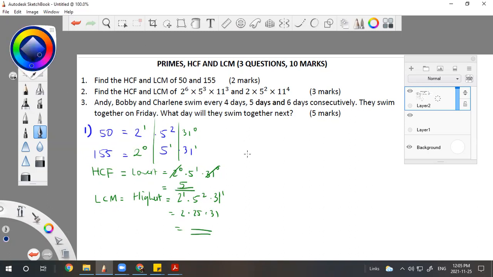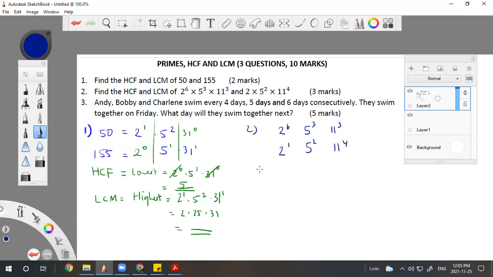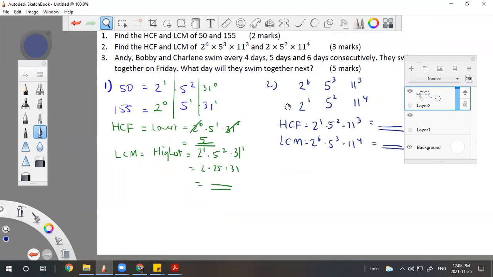Okay, number 2, find the HCF and LCM of numbers that are already factorized. What you need to do is write down the numbers: 2 power 1, and if you don't have the power, it's power 1, 5 squared, and 11 power 4. The HCF will be the lowest power again, so 2 power 1, 5 power 2 and 11 power 3. And the LCM will be the highest power: 2 power 6, 5 power 3, 11 power 4. You may use your calculator to calculate this. Again, I don't want to do it, for the sake of time efficiency.